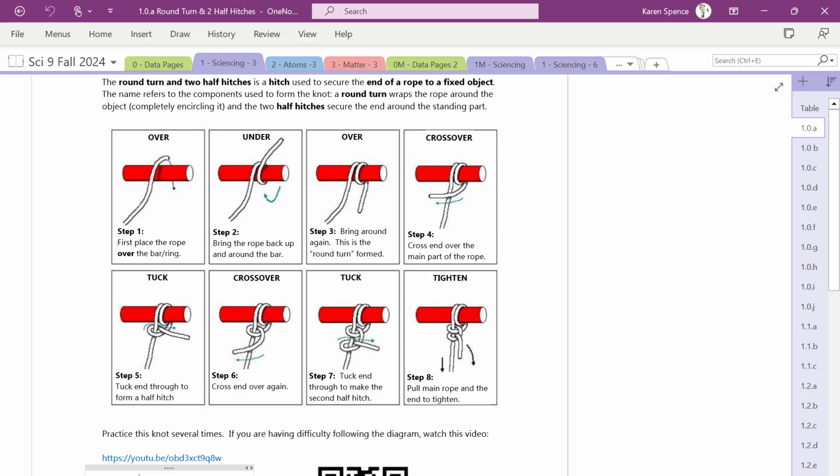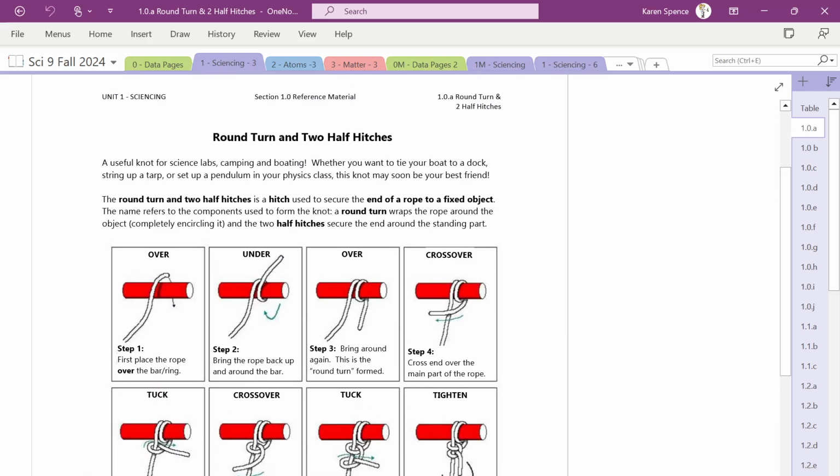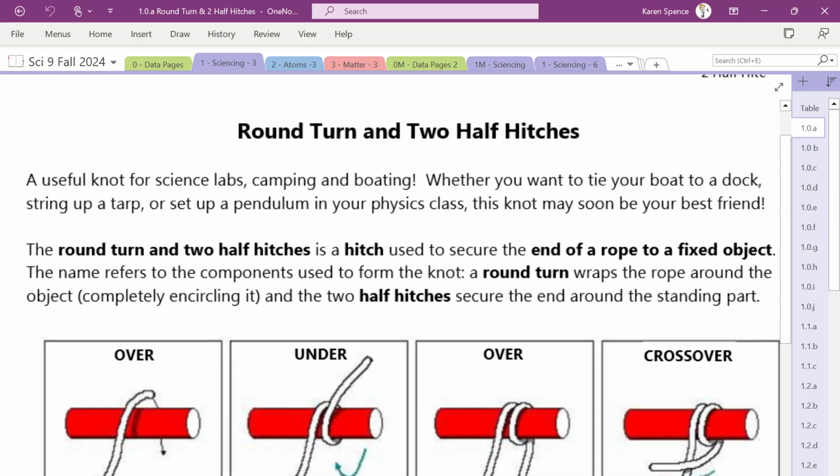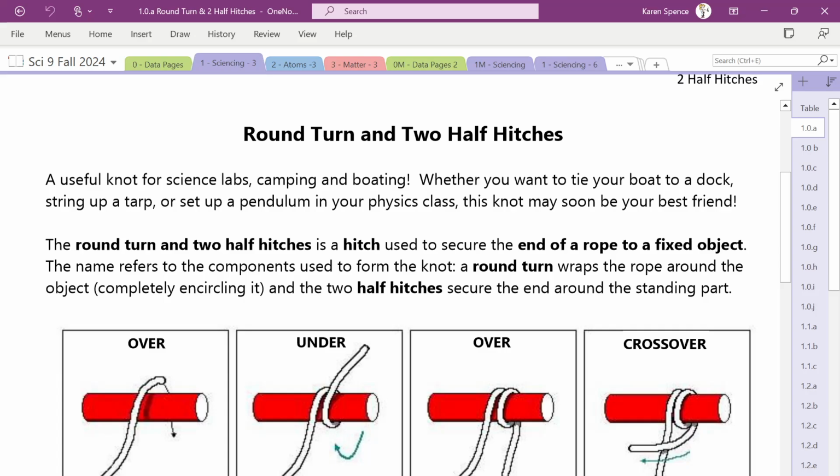And you put your ring clamp on the ring stand. And you are going to learn how to tie a knot. This is a useful knot for science labs. We're going to use it in a lab we do next week. It's useful for camping and it's useful for boating.